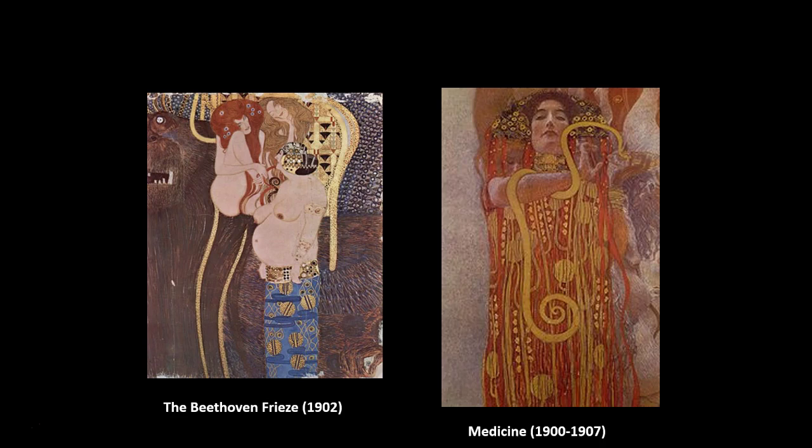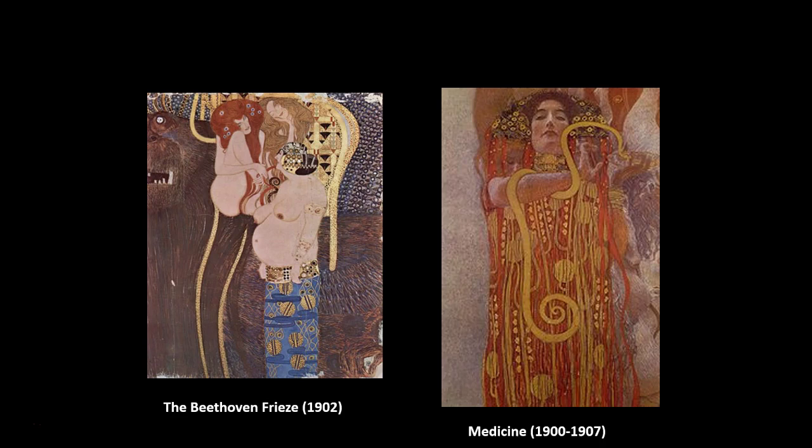In 1894, Klimt was commissioned to create three paintings to decorate the ceiling of the Great Hall of the University of Vienna. Not complete until the turn of the century, his three paintings, Philosophy, Medicine, and Jurisprudence, and you're looking at Medicine over here on the right, were criticized for their radical themes and material and were referred to as pornography.